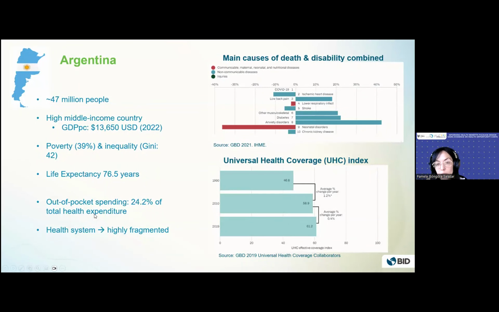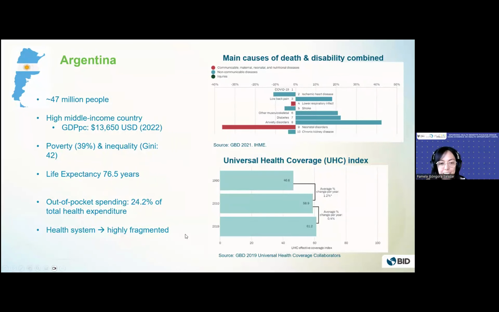The out-of-pocket spending in the country is not as high as in Honduras, but it's still above the 20% threshold. And in terms of universal health coverage index, the country has made important improvements, but is still below OECD countries. And it's also a very highly fragmented system.